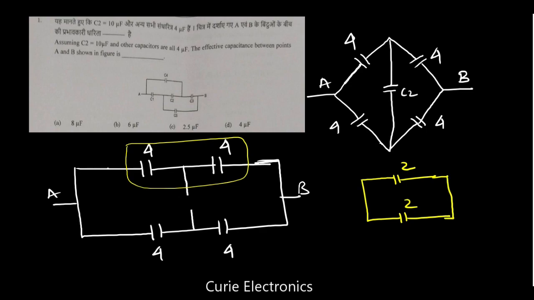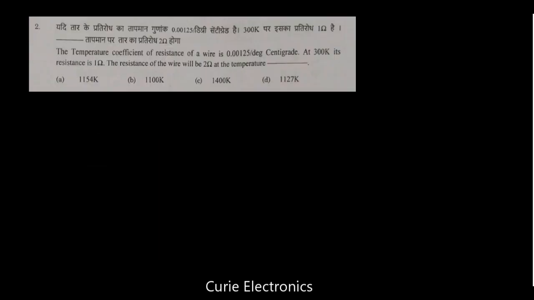Now when two capacitors are in parallel, what happens? These capacitors will get added. So you will get finally CT equal to 2 multiplied by 2. Number of capacitors equal to 2, and each capacitor is of 2 microfarad. You will get 4 microfarad as the answer. So for the first question, the answer is option D, 4 microfarad.